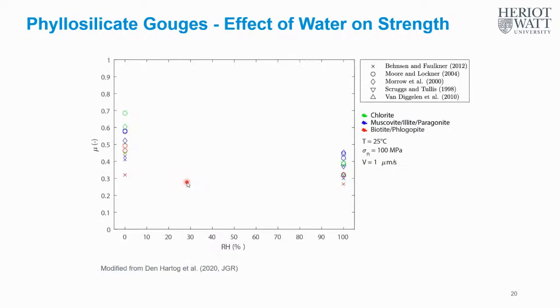That effect of water on the phyllosilicate strength can also be observed in this graph, which shows coefficient of friction on the vertical axis, and now it is the relative humidity on the horizontal axis. A relative humidity of 0 means dry conditions and a relative humidity of 100 means wet conditions. This is data from the literature, from various papers, and it's data for several different phyllosilicates at room temperature. What this experimental data shows is a reduction of the friction coefficient with an increase in water content, increase in relative humidity. So that corresponds to what we saw on the previous slide.